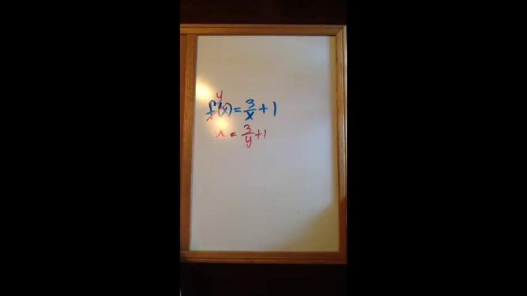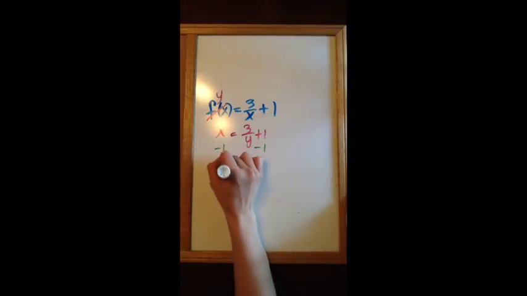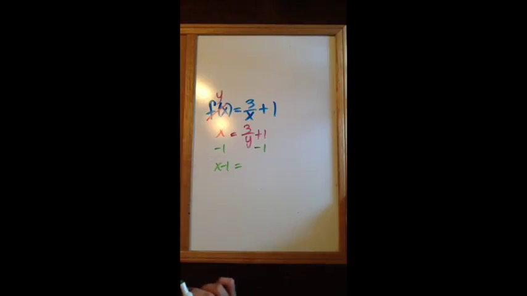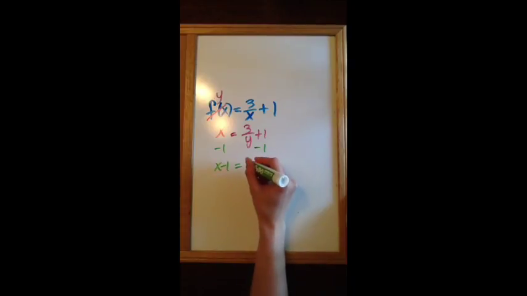So I'm first going to get the rational by itself. So I'm going to get the fraction alone. To get the fraction alone, I'm going to subtract 1. Okay, so I'm going to subtract 1, so now I'm left with x minus 1 equals 3 over y.